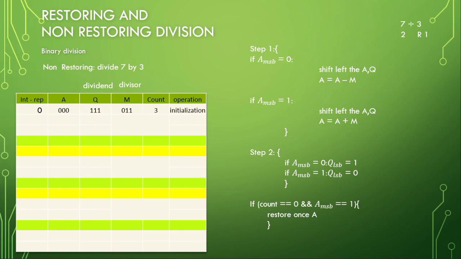Okay, so now we have non-restoring division, right? And we're going to use the same example, 7 divided by 3. And this time we're going to have different setups for non-restoring division.